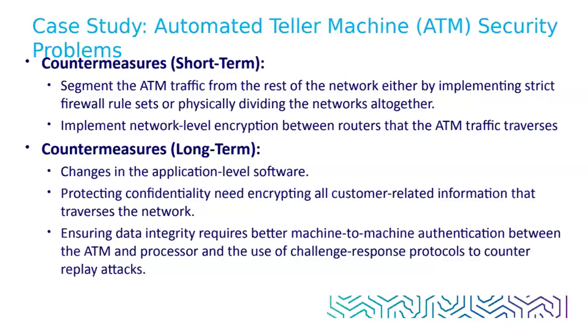So effective ATM security requires both short-term and long-term countermeasures. Short-term solutions like network segmentation and encrypted communication will reduce the immediate risk, while the long-term improvements will include the encryption of all the customer data, authenticating both communicating machines, and using challenge response protocols. So it will provide comprehensive protection against eavesdropping, replay attacks, and unauthorized access.